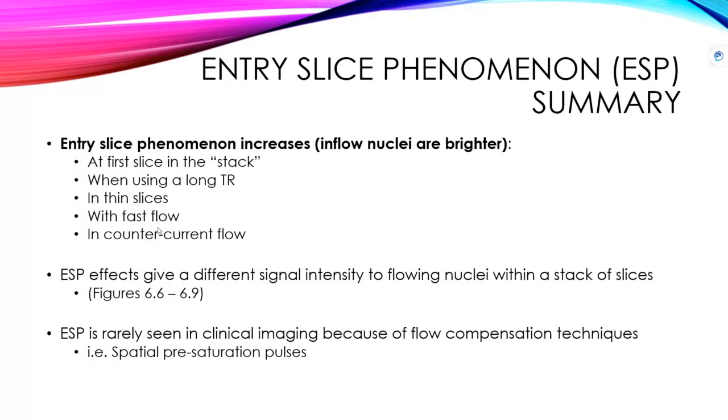Moving fast flow, the faster the flow is, the more likely that you're going to have bright signal from the nuclei along the entire stack. And when it's counter current flow, that means the flow is going opposite of the slice acquisition direction.